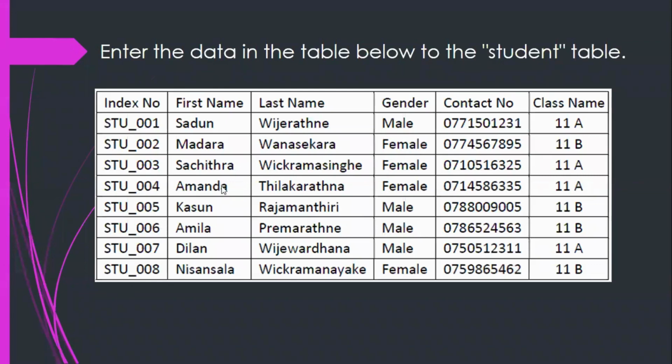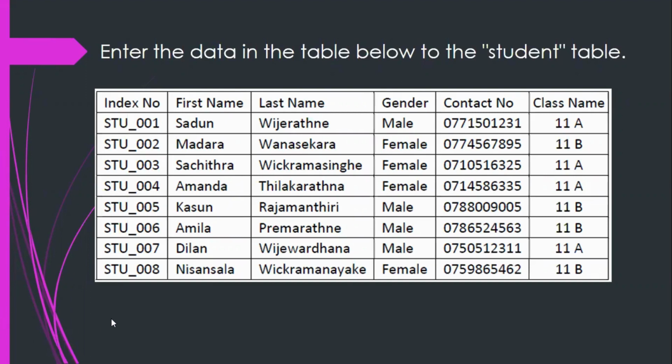Okay, so this is our table we have to fill. Y'all can see that there's an index number, a first name, last name, gender, contact number, and class name. The only thing we have to change is the class name. Without giving the class name, we are going to give the class ID for it. Why? Because we have foreign keyed the class table to this student table.